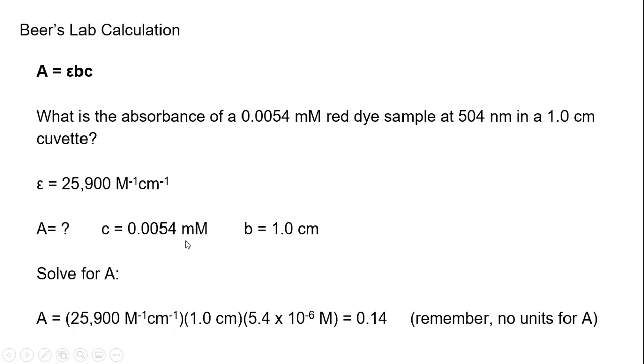C is the concentration, and B is the path length. Now, this concentration needs to be changed to molarity. I did not do that here, but in the problem I did. So you can see that I changed it here. And then everything should cancel out. Why? Because absorbance has no units. So if you end up with a unit, you did something wrong.